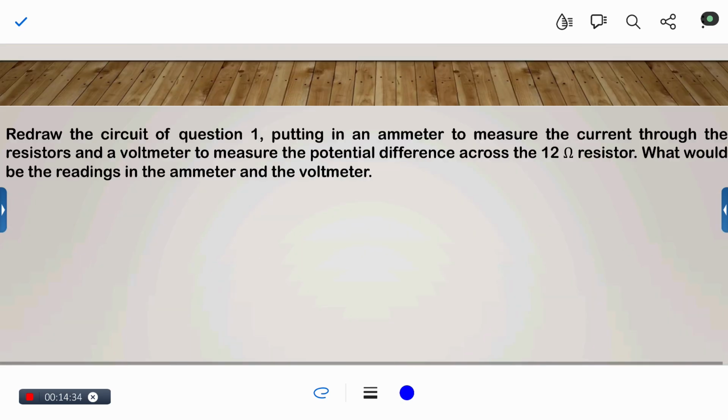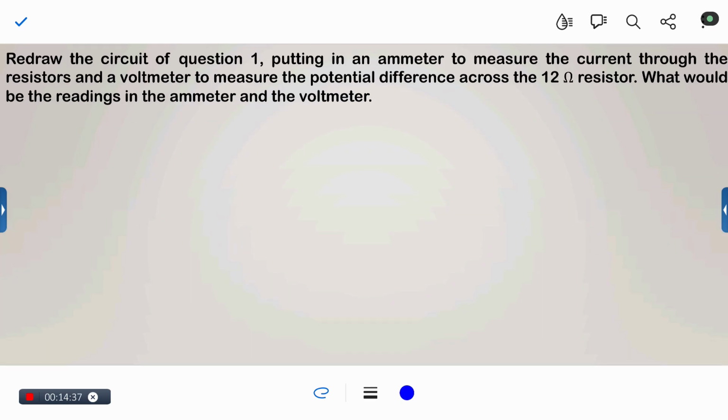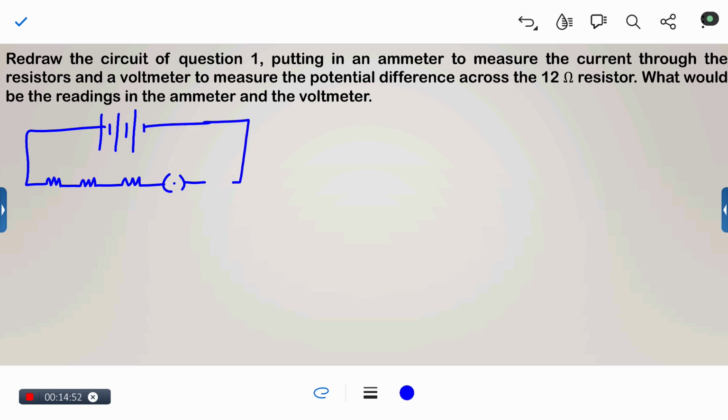Next, the second question: we need to redraw the same question number 1. Now, here's the question again. Putting an ammeter. So where do you need to connect the ammeter? Is it in series or parallel? Series. So here in this place, I'm going to connect the ammeter. Can I connect the ammeter in this place? Yes. Here, here, here, here. In all the places we can connect the ammeter. That is your wish. Clear? But it needs to be in the form of end to end.